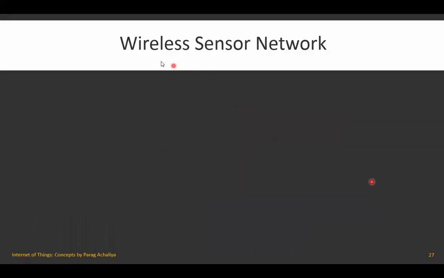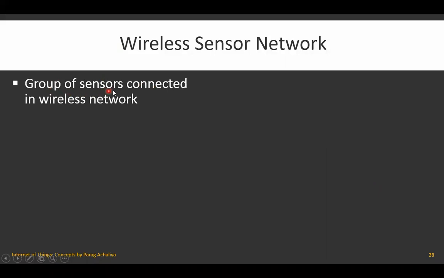So the very first one is wireless sensor network. The name itself suggests that it is a group of sensors connected in a wireless network, right? It is one type of network with a wireless nature, and it will have various sensors embedded in that particular network. So a wireless sensor network is a group of sensors connected in a wireless network.